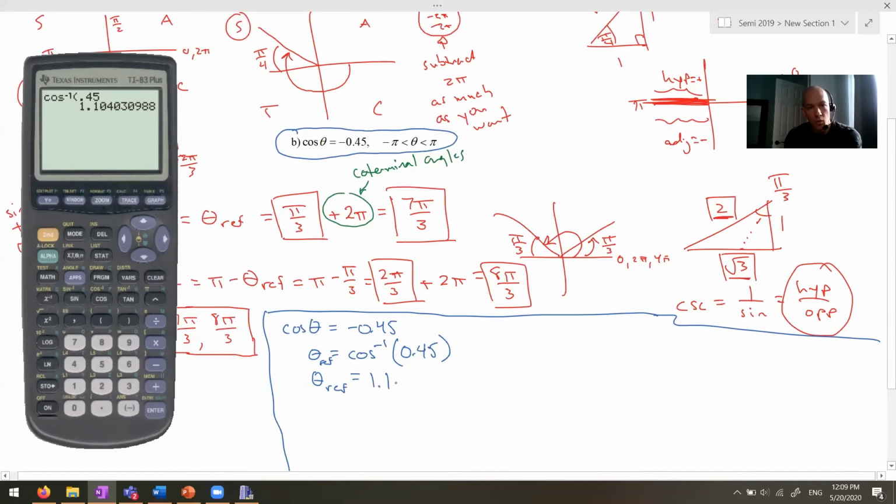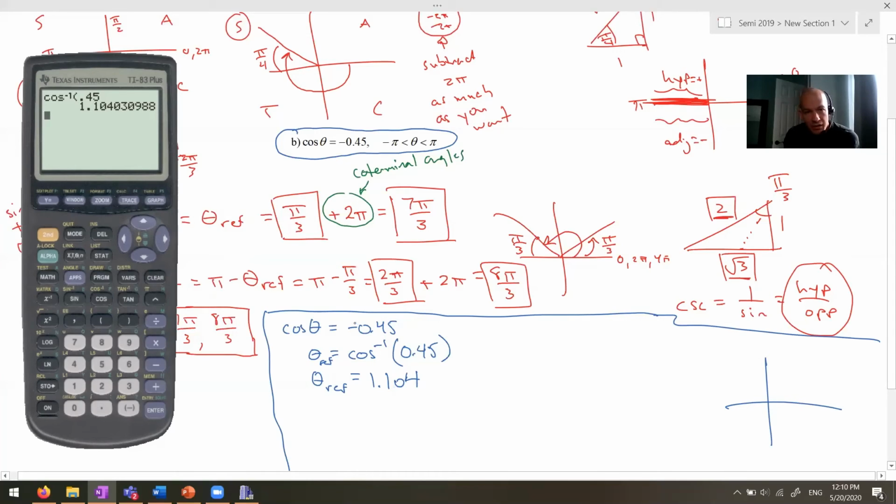So 1.104 is probably good enough. So that's my reference angle. Just keeping in mind, 1 radian is about 57 degrees, so 1.1 is a little over 60 degrees. So if I'm going to draw myself the picture here, a 60-degree angle.